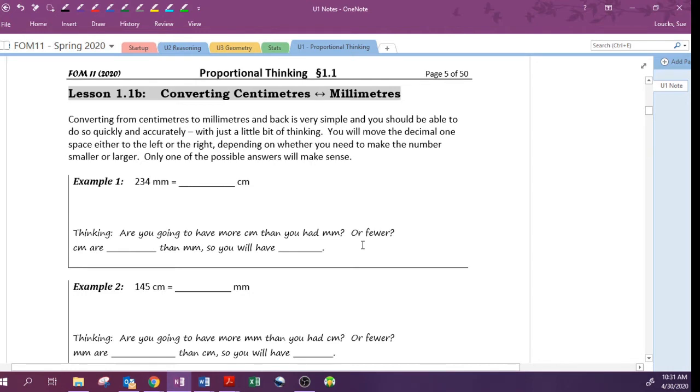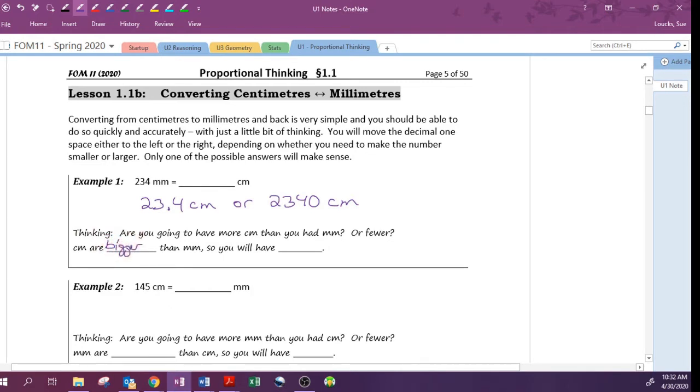So that means that 234 millimeters is either 23.4 centimeters or 2340 centimeters, depending on which way I move my decimal. Okay, those are the only 2 possible answers that it can be. Okay, so let's think about this. Am I going to have more centimeters than I had, or am I going to have fewer centimeters than I had millimeters? Okay, so centimeters are bigger than millimeters.